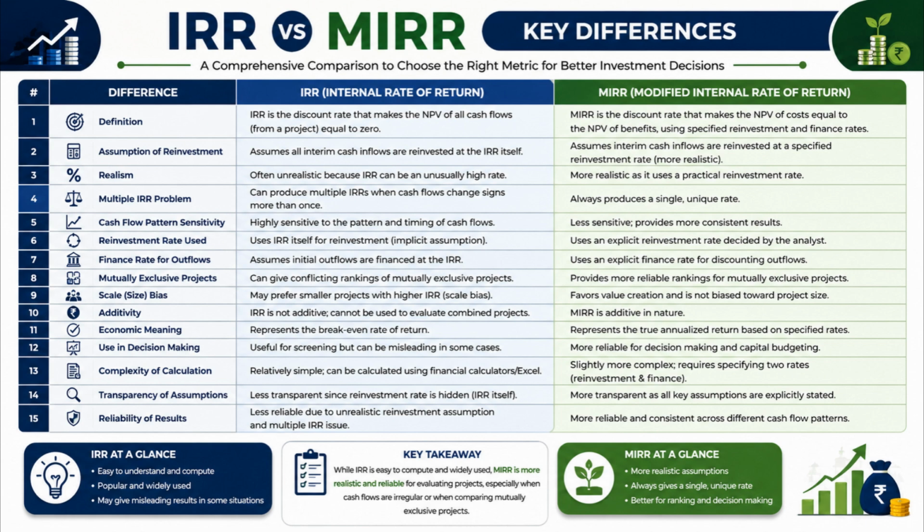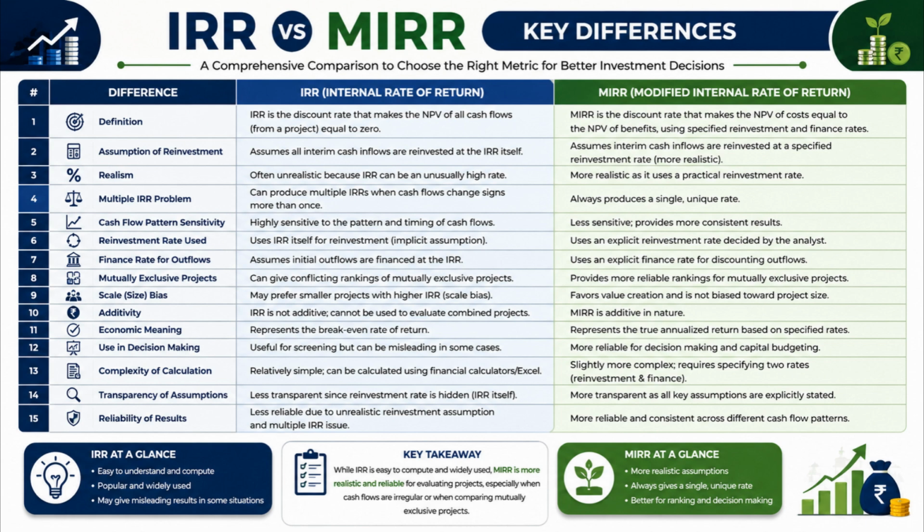Number 12. IRR is useful as a screening tool but may sometimes lead to misleading conclusions, whereas MIRR is generally considered more reliable for investment decision-making. Number 13. IRR is relatively simple to calculate and is available in most financial calculators and spreadsheet software, whereas MIRR requires additional assumptions and slightly more complex calculations.